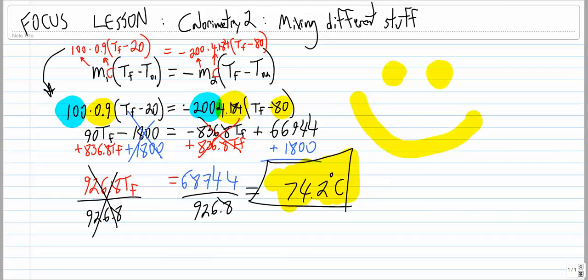So there is a video on predicting the final temperature when you mix two different amounts of two different substances.